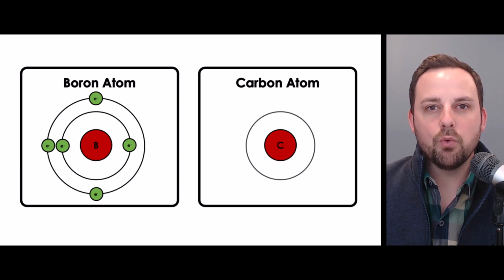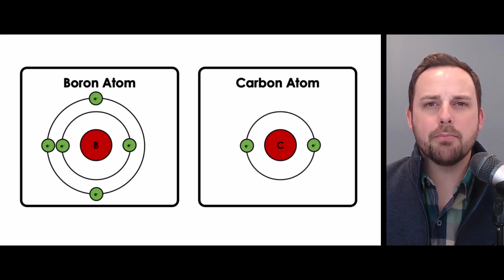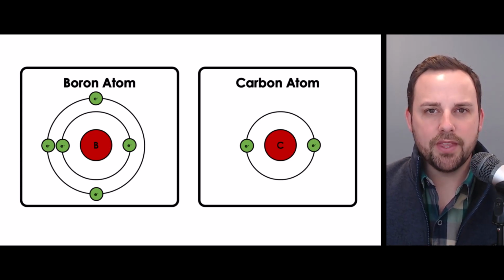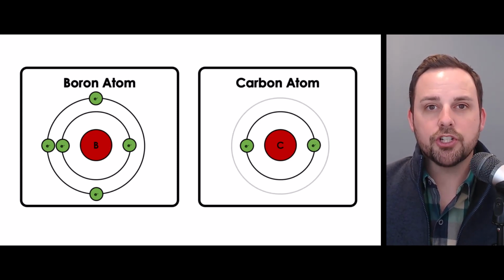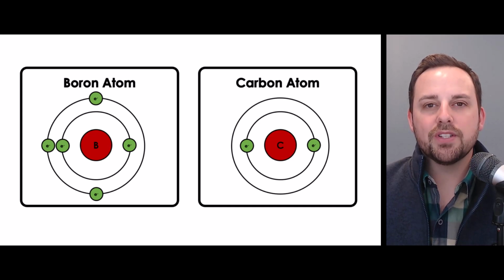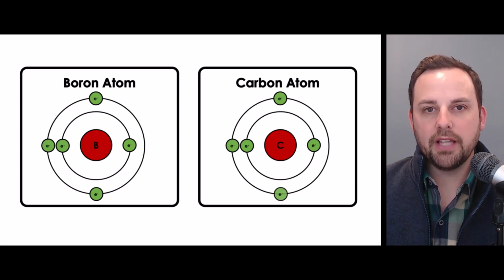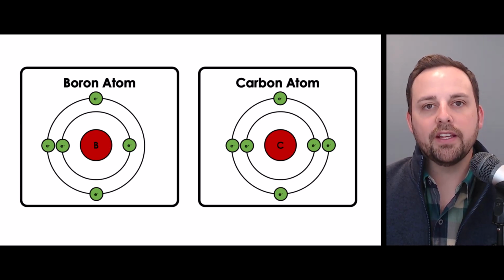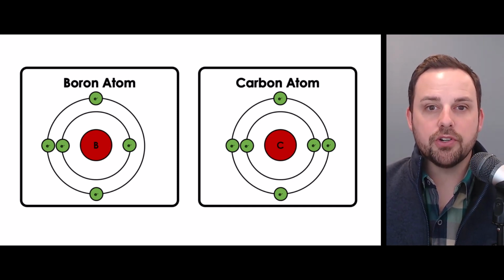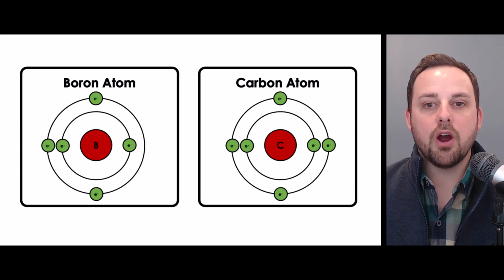So in shell number 1, we will draw 2 total electrons. Again, because that's the maximum number of electrons that can be contained within shell number 1. Now we'll draw shell number 2. To get up to 6 total electrons, we'll need to draw 4 more electrons in shell number 2. Now we have 6 total electrons, 2 in shell number 1 and 4 in shell number 2. So this is one way of illustrating the atomic structure of the boron atom and a carbon atom.